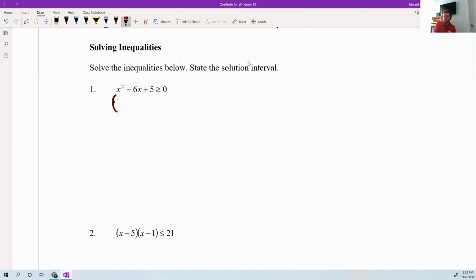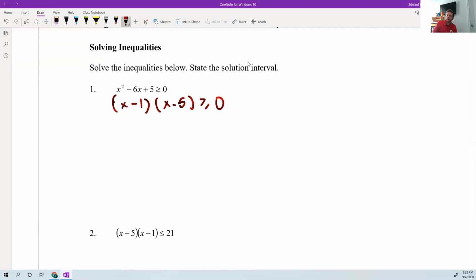If we factor, what do we got to do here? We got x minus and minus. Yeah, there we go: x minus 1, x minus 5. It's greater than or equal to 0. Right? We have x minus 1, x minus 5. 1 and 5 are when this thing is equal to 0. And we want when it's on the outside of those two values.